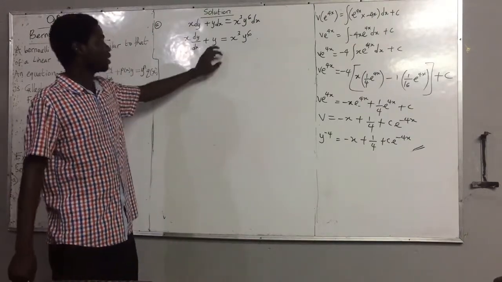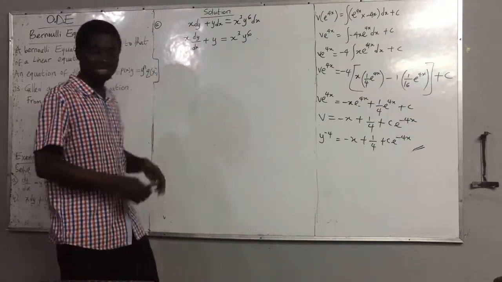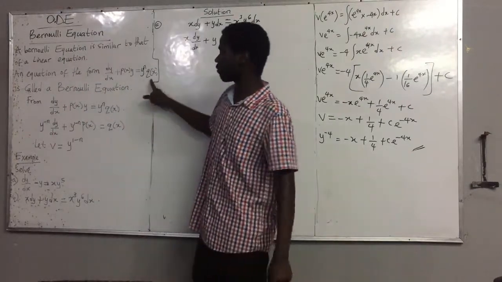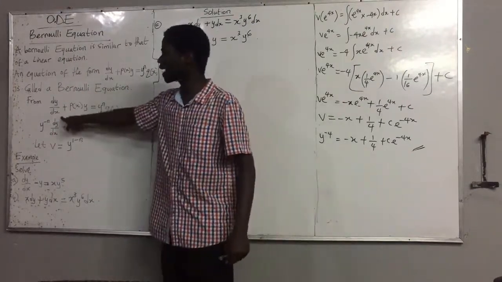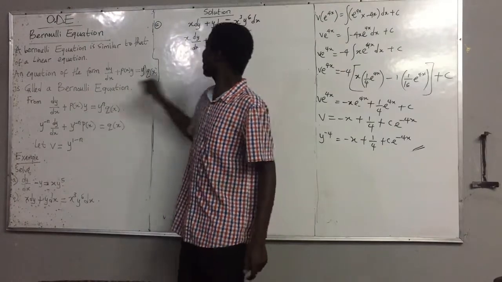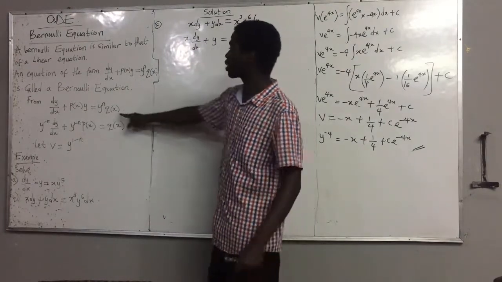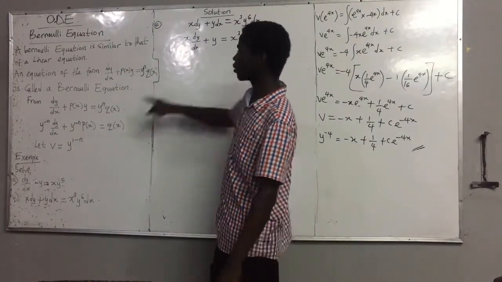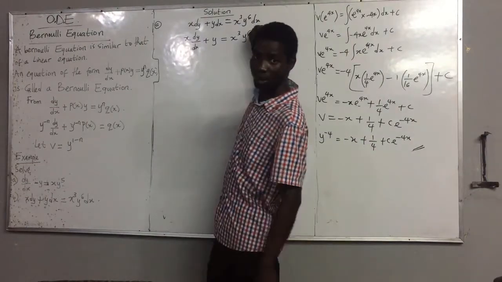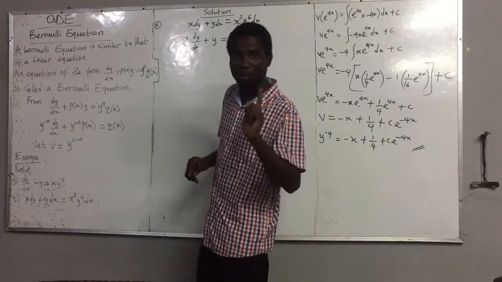Do you understand? Divide through by y raised to power 6. You should still be able to recall the general form of a Bernoulli equation: dy/ds + p(s)y = q(s)y^n. The p of s here is 1, and the q of s here is s raised to power 3. So this y raised to power n is y raised to power 6. So divide through by y raised to power 6.